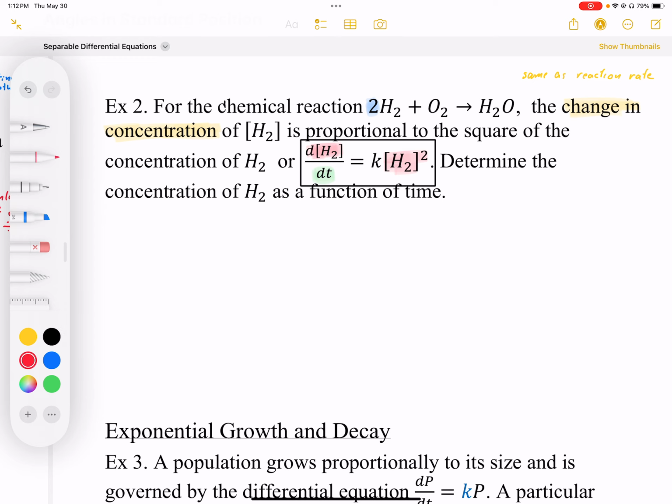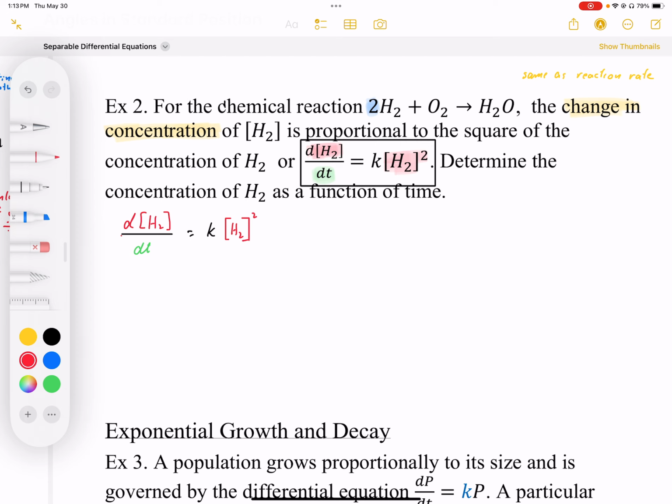So this differential equation, I'm going to write as d, and this is our dependent variable y. We're just going to leave it as H2 this time, over dt is equal to some constant value times the concentration of hydrogen squared.